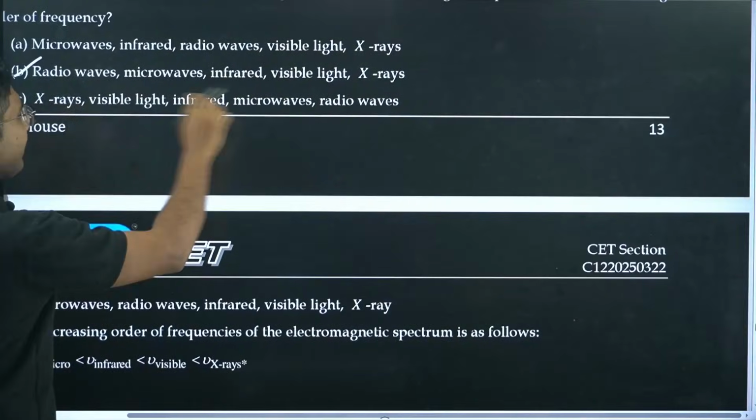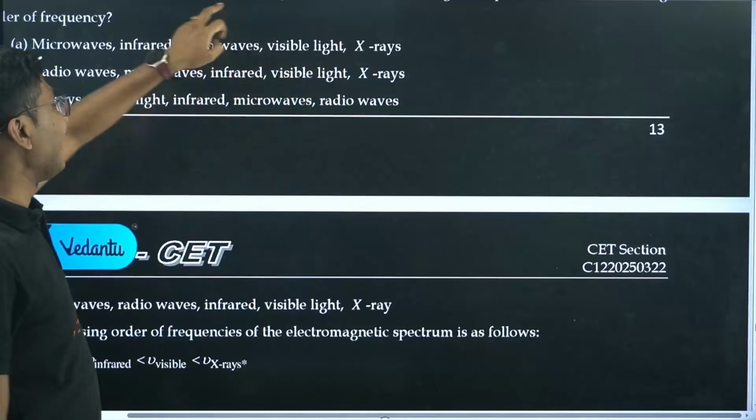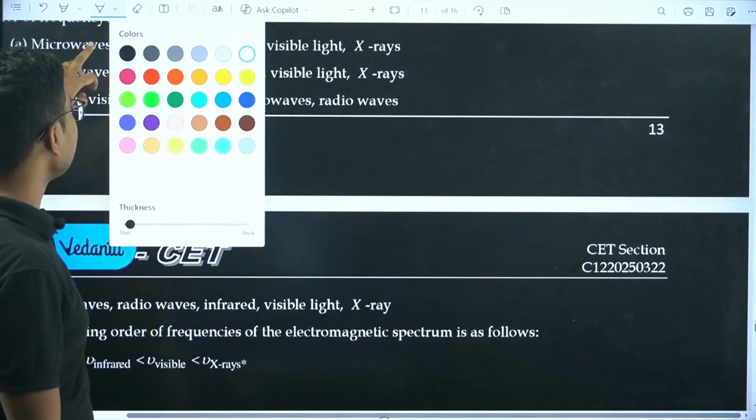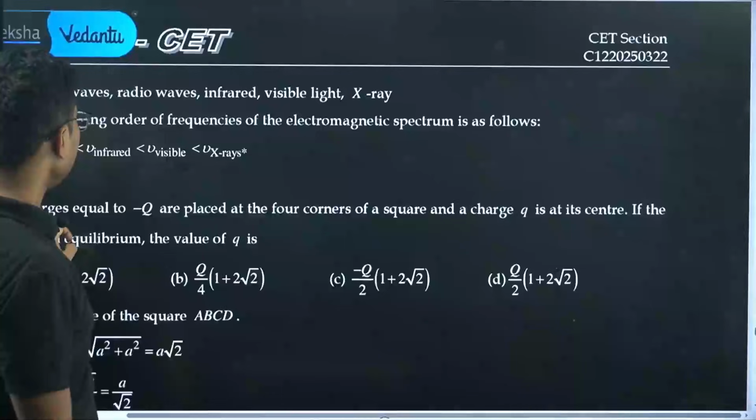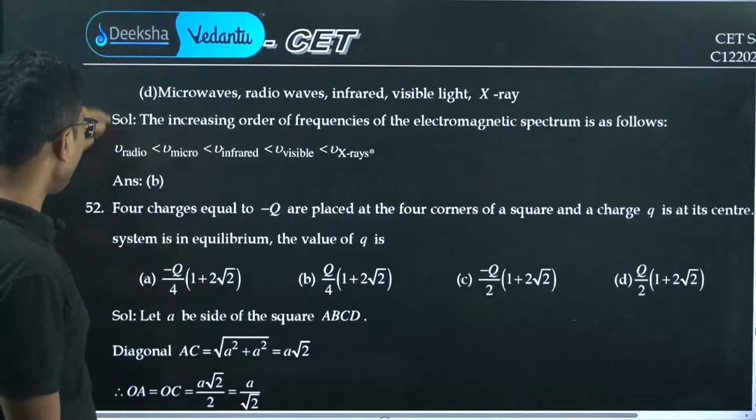But as you see in KCET, generally this much detailing is not there. So radio waves and X-rays are at the end vertices, so you just need to check this and you can easily say this must be the correct answer. Okay, now let's move on.